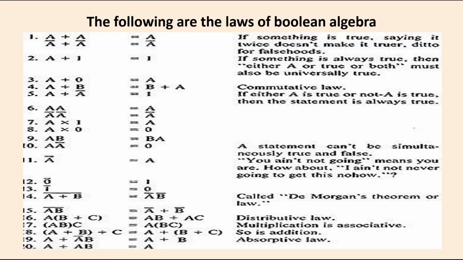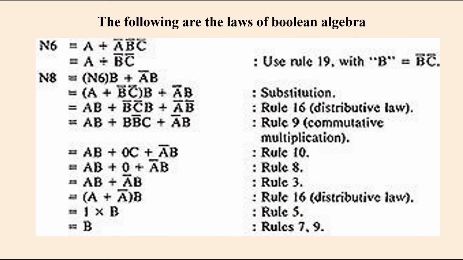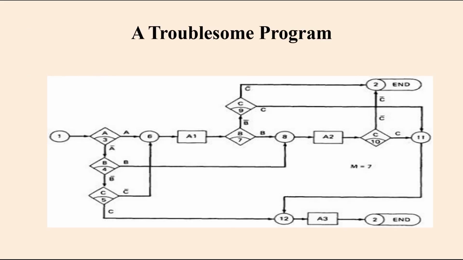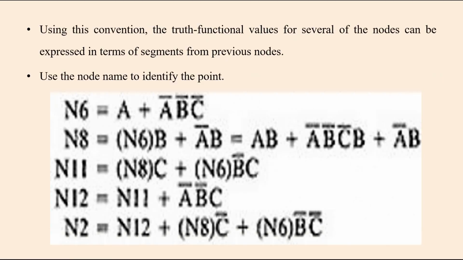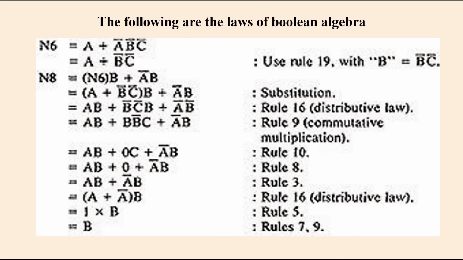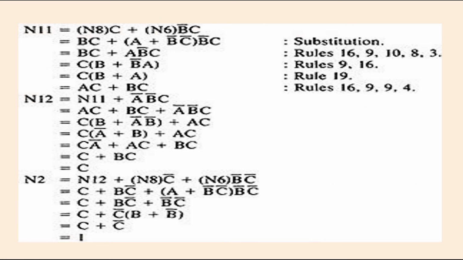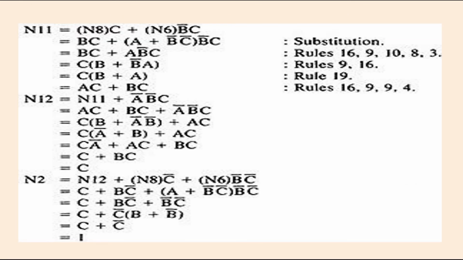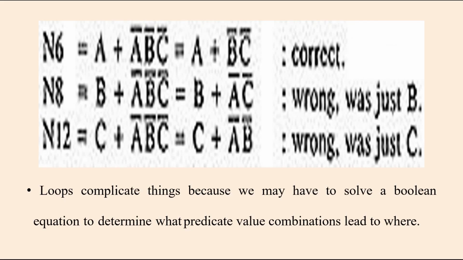We have to remember this number of rules, and based on these rules we have to simplify these expressions. Finally we can know the output of each and every node. We can simplify the outputs of these nodes by using these logical expressions, these 20 rules. You have to remember all these Boolean algebra laws in order to simplify the expressions. All the nodes have simplified forms: n6, n8, n11, n12, and n2.